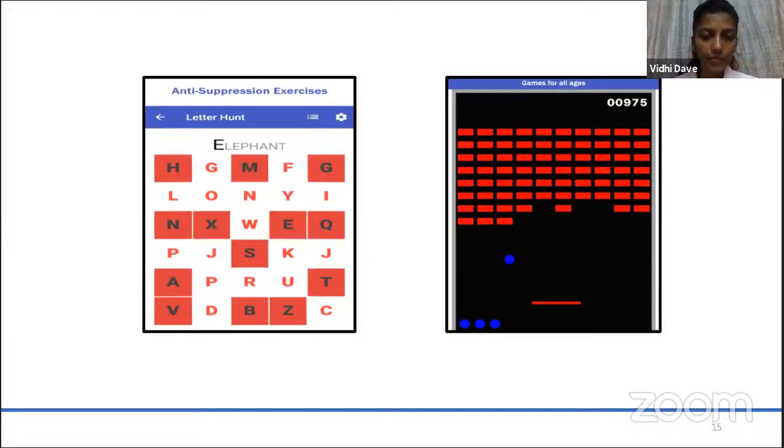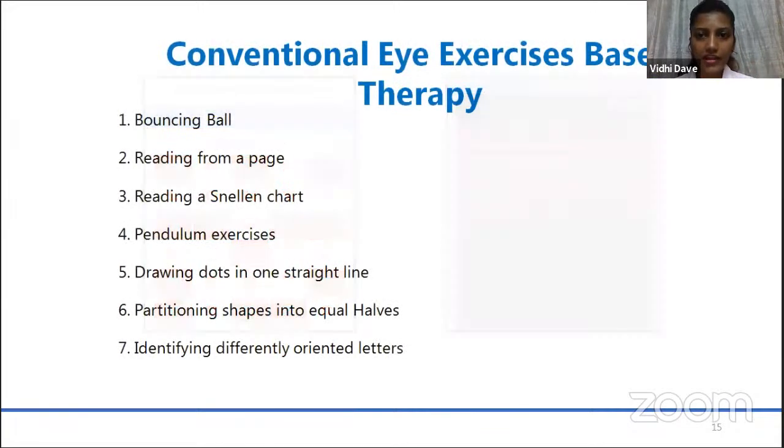Now, moving to the third component, that is exercise therapy or conventional eye exercises for the treatment of amblyopia. There are 15 activities that I have listed, which could be done for the treatment of amblyopia. Again, these 15 activities are to be tailor-made, or altered, depending upon the age of the child. And we also need to make sure that they are changed from time to time so that it does not become very boring for the patient.